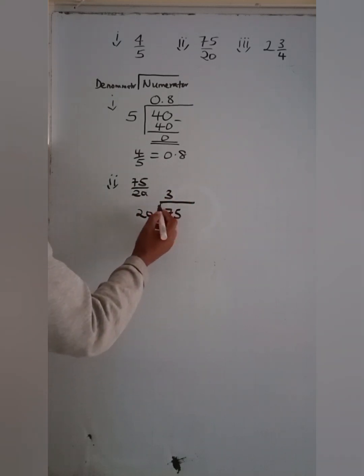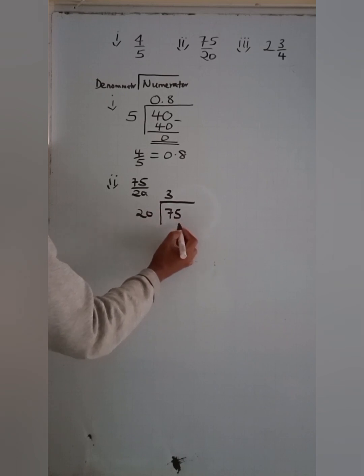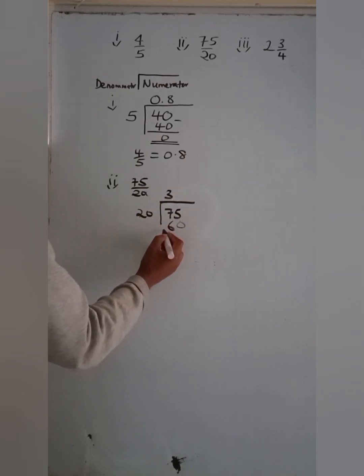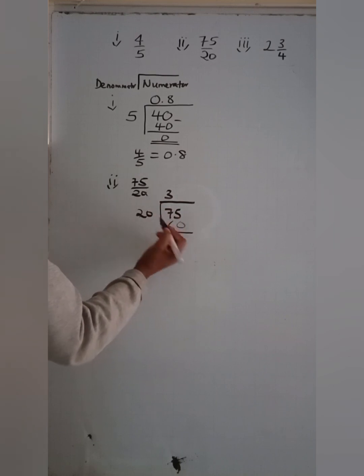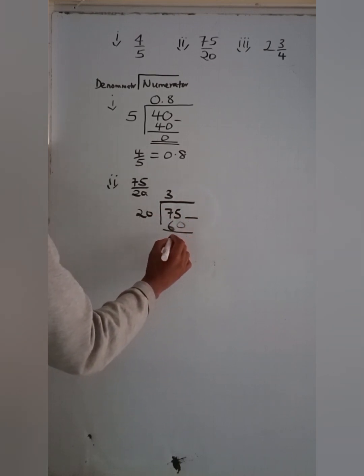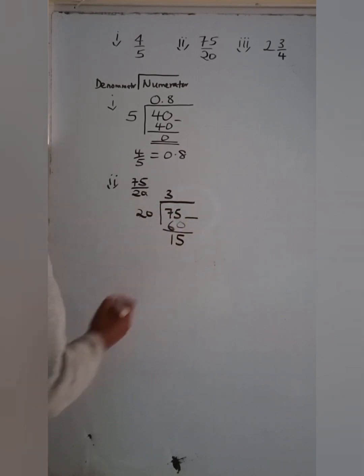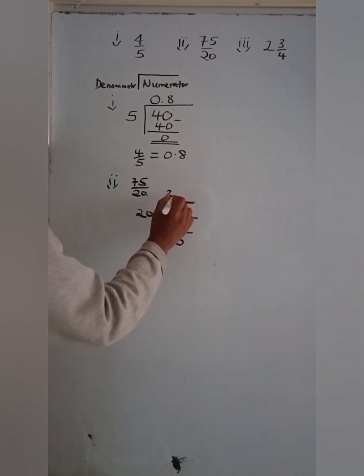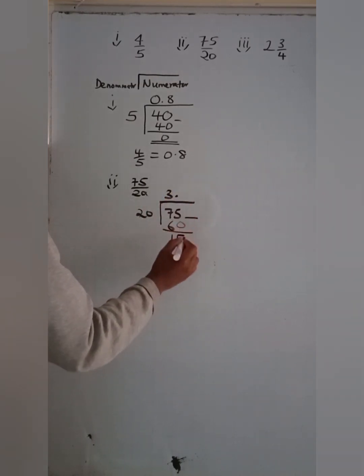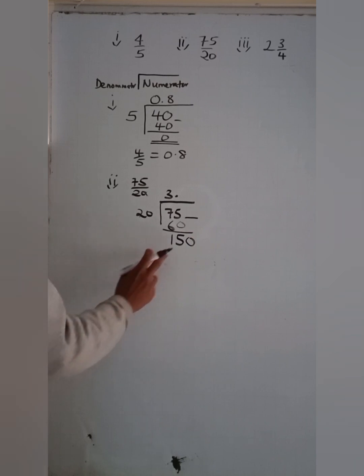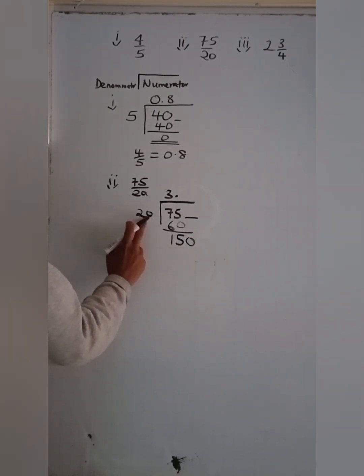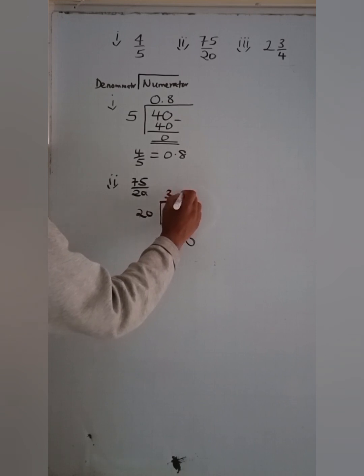And that is 60. Of course, this times this gives us 0, and this times this gives us 6. So to say that 3 times 20 is 60. Subtract them, you get 15. 15 divided by 20 is not possible. So you place a decimal point, add a 0 here. We now have 150. 150 divided by 20 gives us 7.